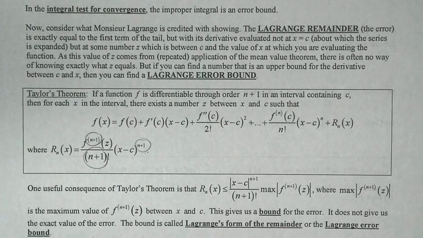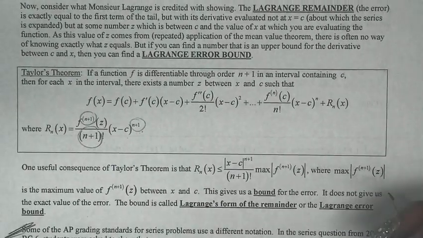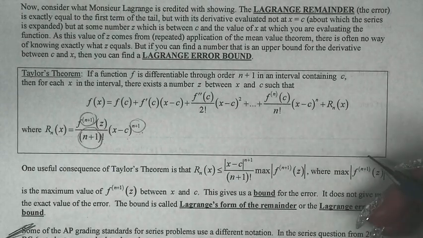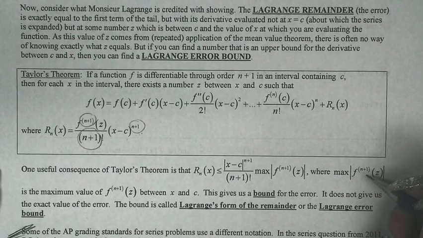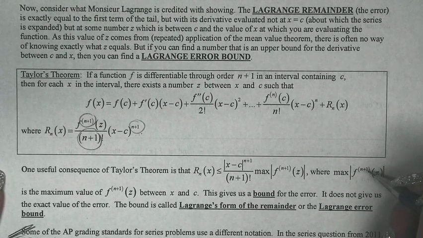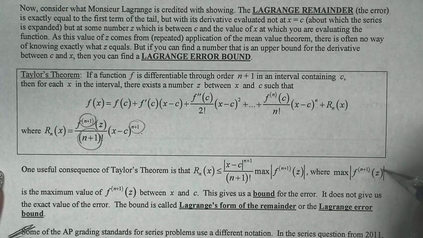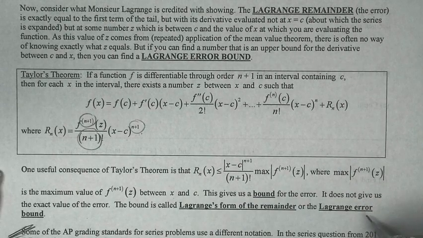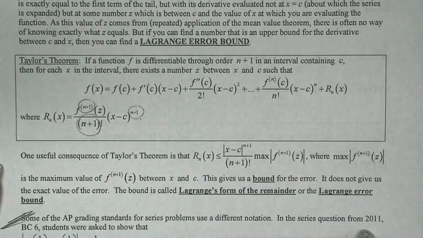So one very useful consequence of Taylor's theorem is that R sub n of x is less than or equal to the absolute value of (x minus c) to the power of n plus 1, divided by (n plus 1) factorial, times the maximum of the (n plus 1)th derivative evaluated at z, where this maximum is the maximum value of the (n plus 1)th derivative between x and c. This will give you a bound for the error.